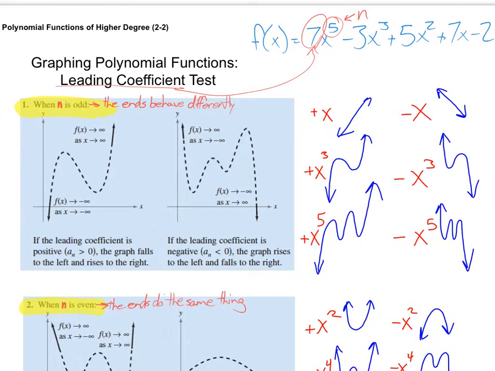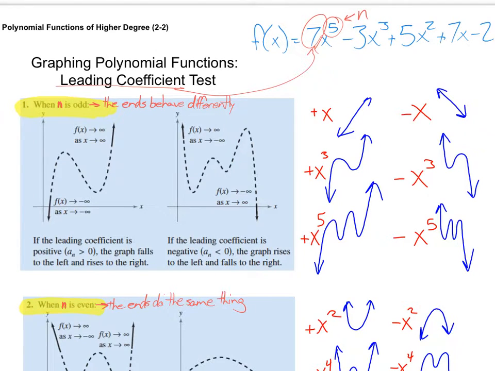Now you can see over here on the right hand side I have x to the first power, x cubed, x to the 5th. These are all to odd powers. And you'll see that what's going on the left side is the opposite of what's going on the right side of those functions. So x, x cubed, and x to the 5th are all going down as we go to the left. They're going up as we go to the right. With the negative x, negative x cubed, negative x to the 5th, they're going up to the left and down to the right.